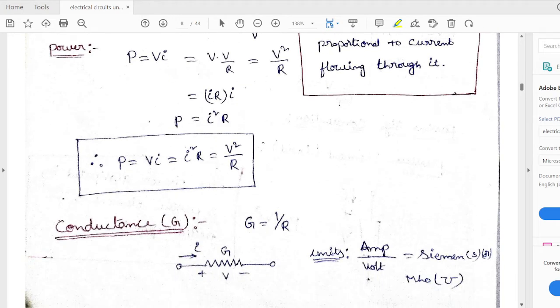See, for example, I want to know what is conductance. Generally, it is the inverse of resistance. Resistance is opposition to the flow of electrons. Conductance is allowing free flow of electrons. That's why I'm getting G is equal to 1 by R. So it is the inverse of resistance. Okay. Let me go further.